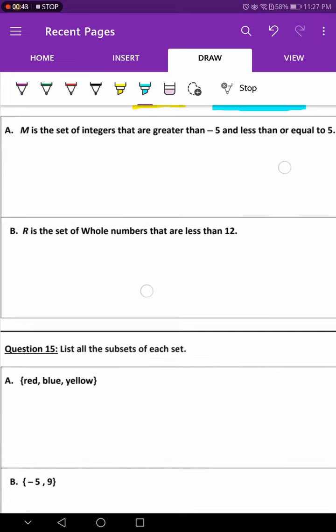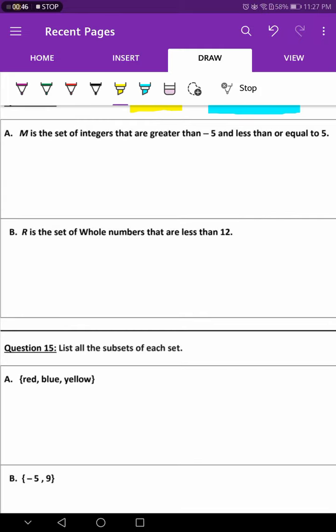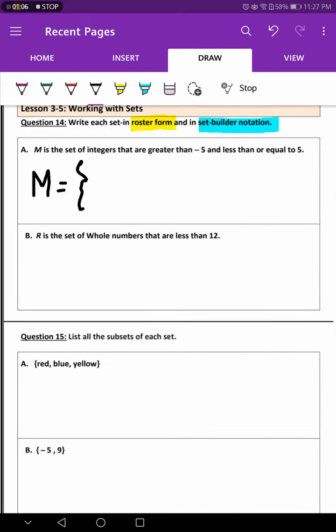First of all, you have to know the name of this set. It is M. So M equals, I draw the curly braces like this, and I decided to write it in roster form. To write it in roster form, my dear student, you have to know the condition here. The condition is the numbers that are greater than -5 but less than or equal to 5.